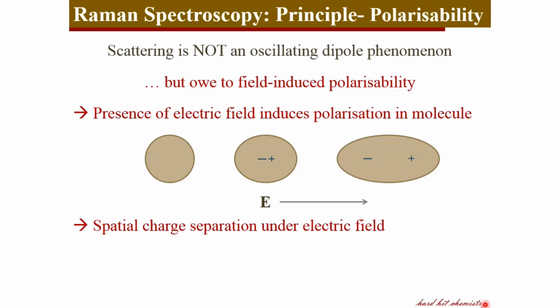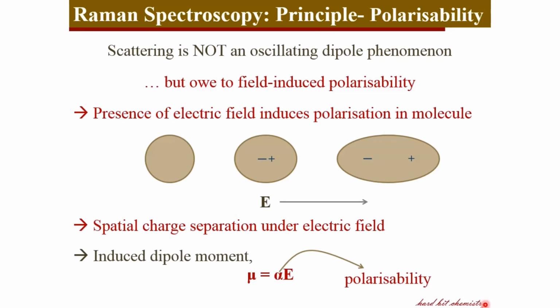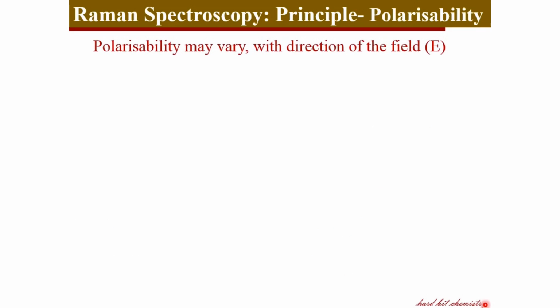This spatial charge separation under the electric field is called polarization, and the induced dipole moment during the polarization is directly proportional to the applied electric field strength, and here the constant alpha is called polarizability. Alpha, or the polarizability, says to what extent the molecule can be distorted or polarized in presence of the electric field. And polarizability may vary with direction of the electric field.